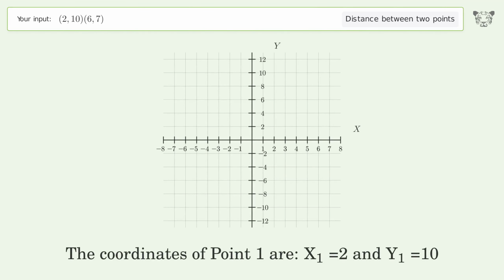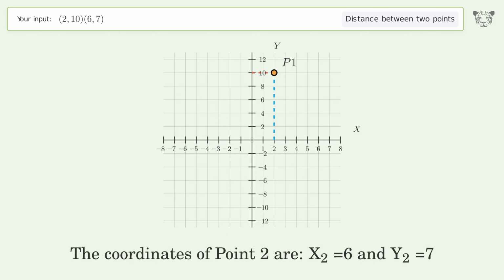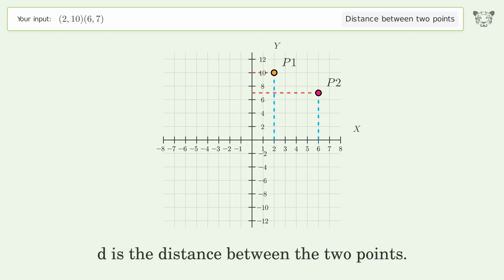The coordinates of point 1 are x1 equals 2 and y1 equals 10. The coordinates of point 2 are x2 equals 6 and y2 equals 7. D is the distance between the 2 points.